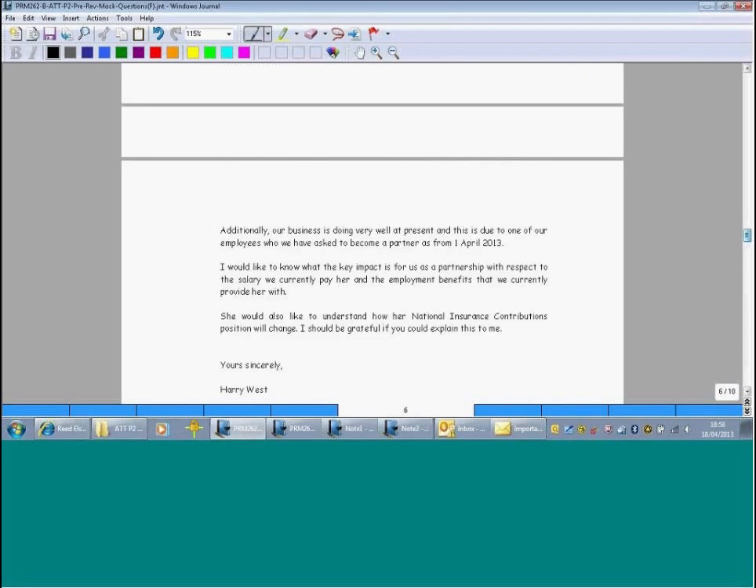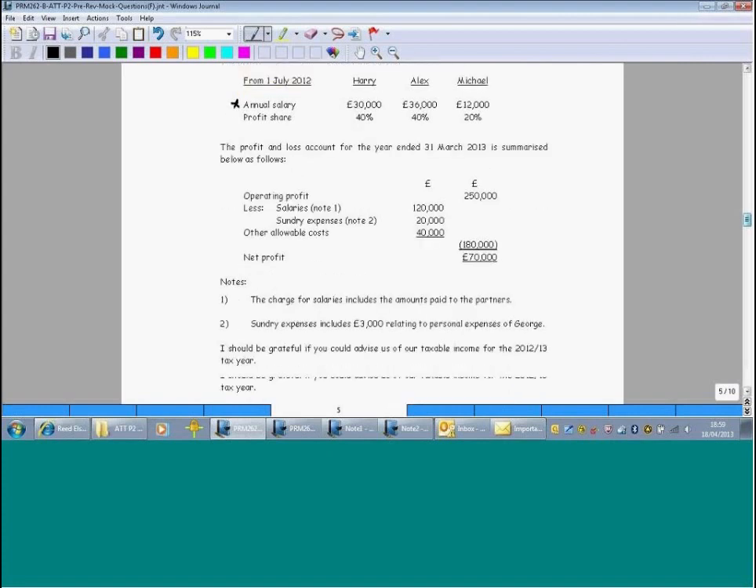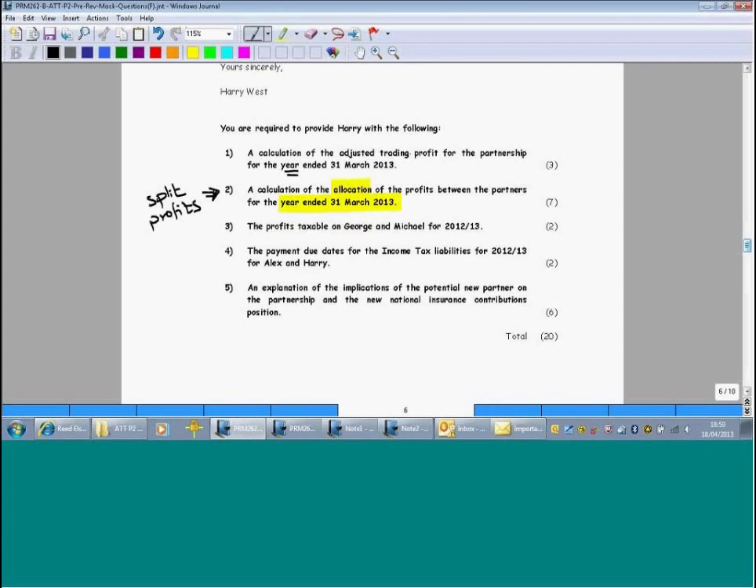Just remember, from the information you've been given, you're dealing with salaries and profit share. Well, the salaries are always given per annum. Here it does say annual salary, but even if it didn't, they always give you that information per annum, and you won't be dealing with a full year's worth, because the year ended the 31st of March 2013 falls partway between the two partnership agreements, so do remember to time apportion those figures.